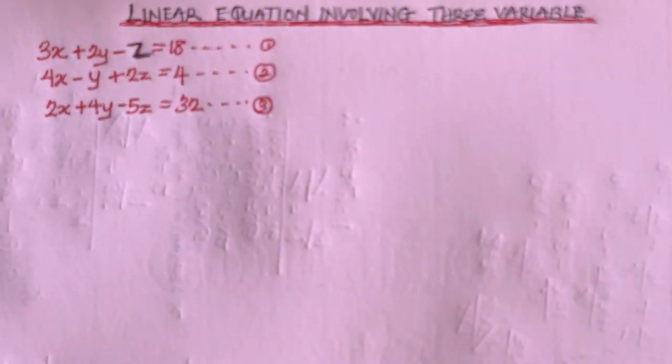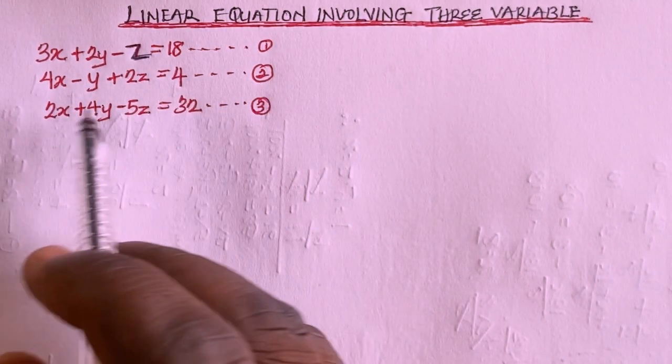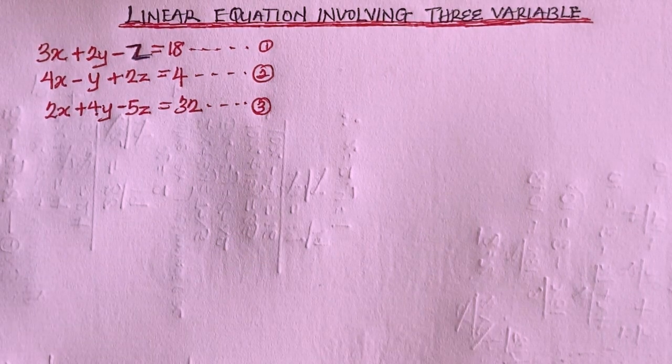So let's go ahead and solve it. First thing is that this is actually three unknowns, right? And we have three equations and three unknowns. The first equation is this, the second equation is this, and the third equation is this. Now to solve this question, I'm going to solve it step by step.